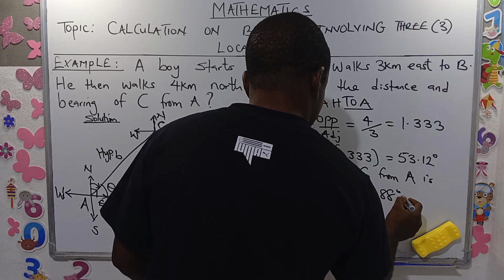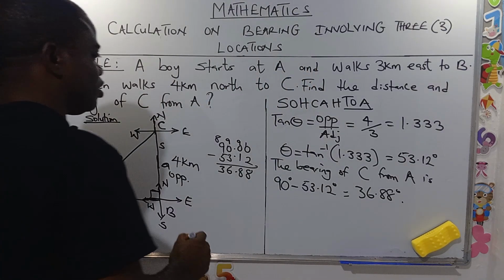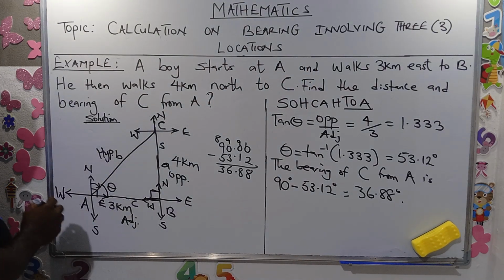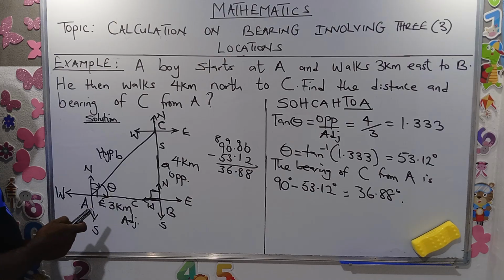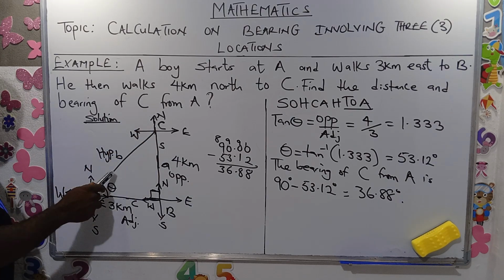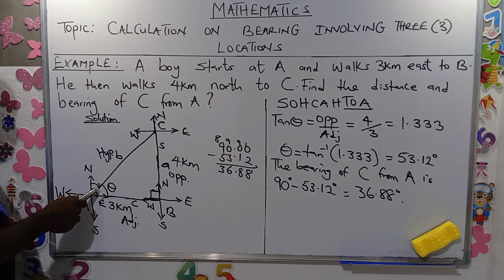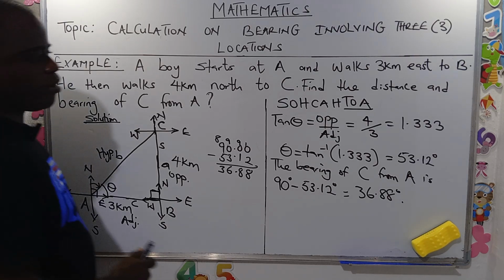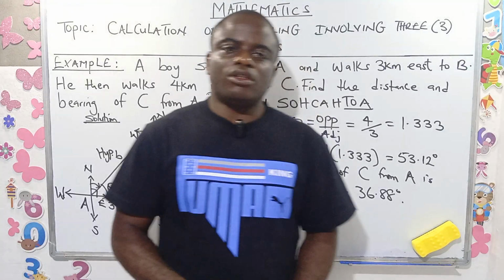36.88 degrees. That's the bearing of C from A. That means that from north to line AC is 36.88 degrees. That brings us to the end of the class.